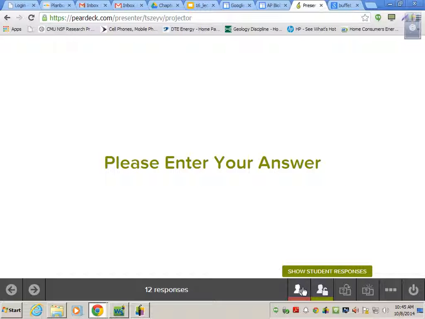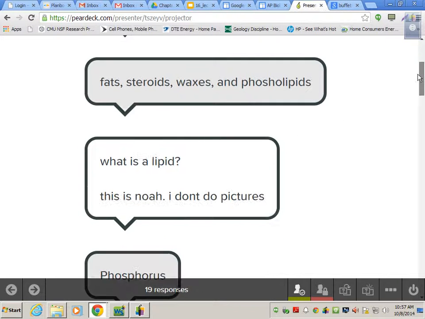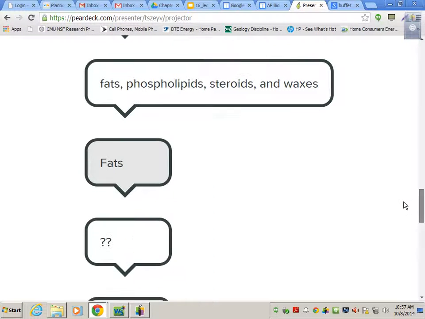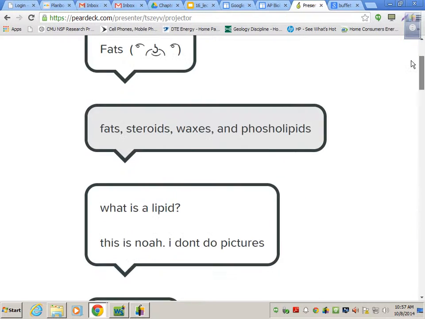Five, four, three, two, one. No, I can't get 20. Good Lord, okay. I tried. Protein, nope. Fats, nope. See if we got one. Anybody get it? No. Well, that's good. We get to learn something.